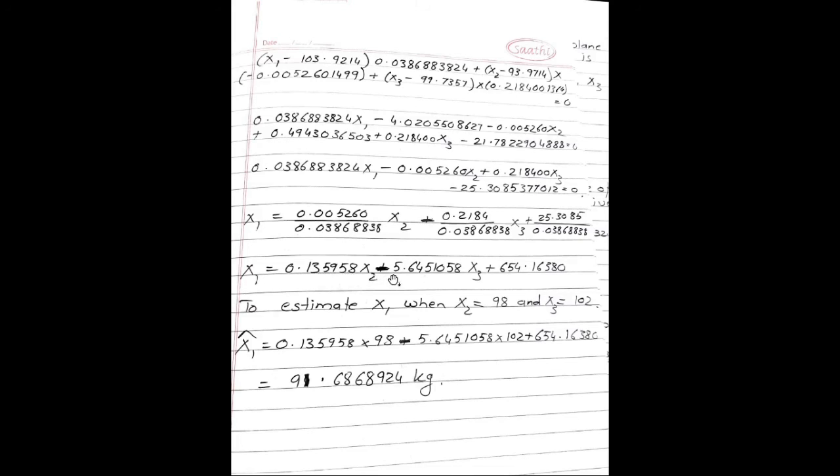So x1 is equal to, perform the divisions, 0.135958x2 minus 5.645105x3 plus 654.16380. So this is the first part in which we have to calculate equation of x1 on x2 and x3.